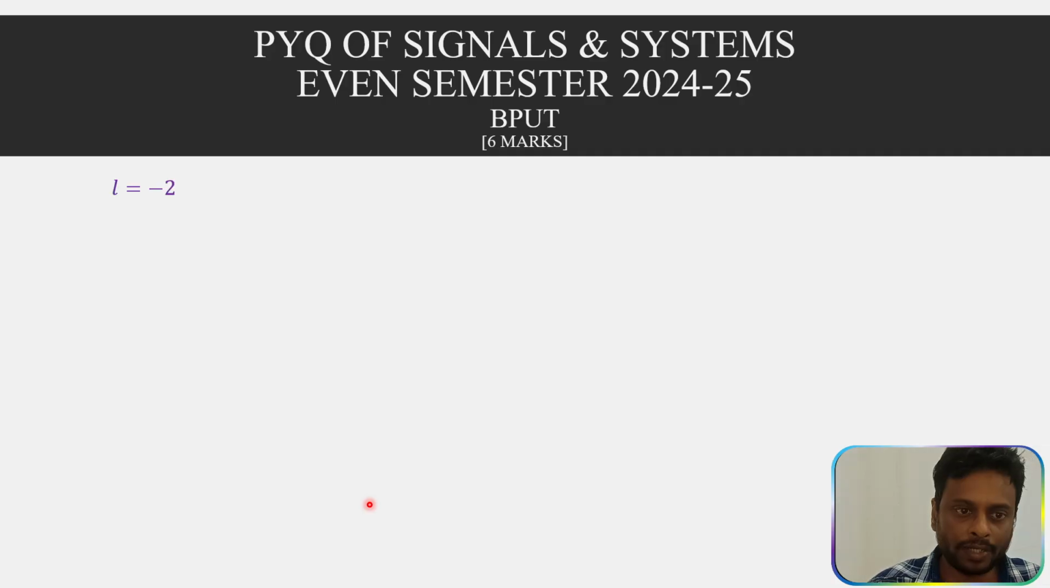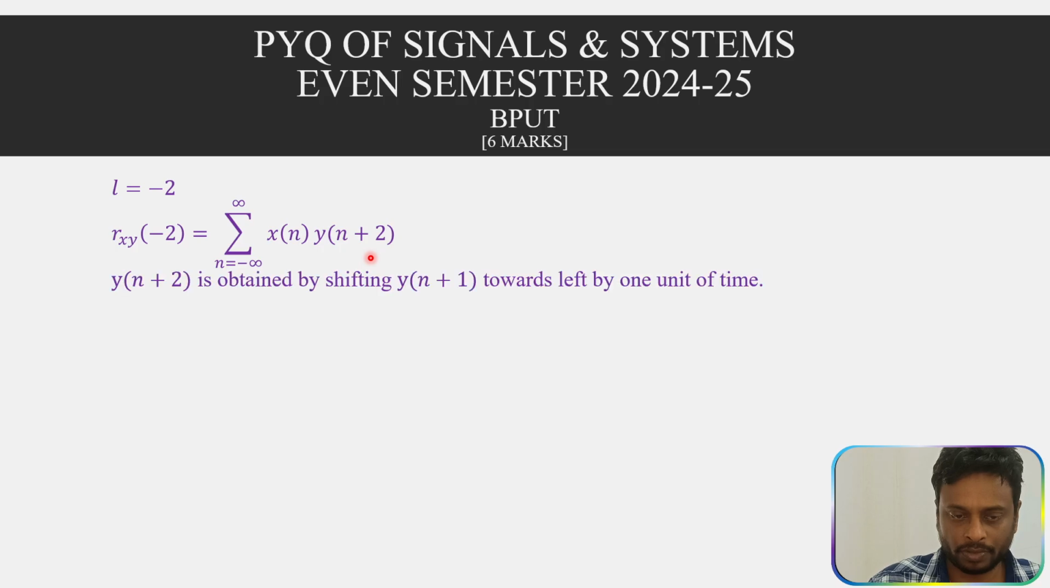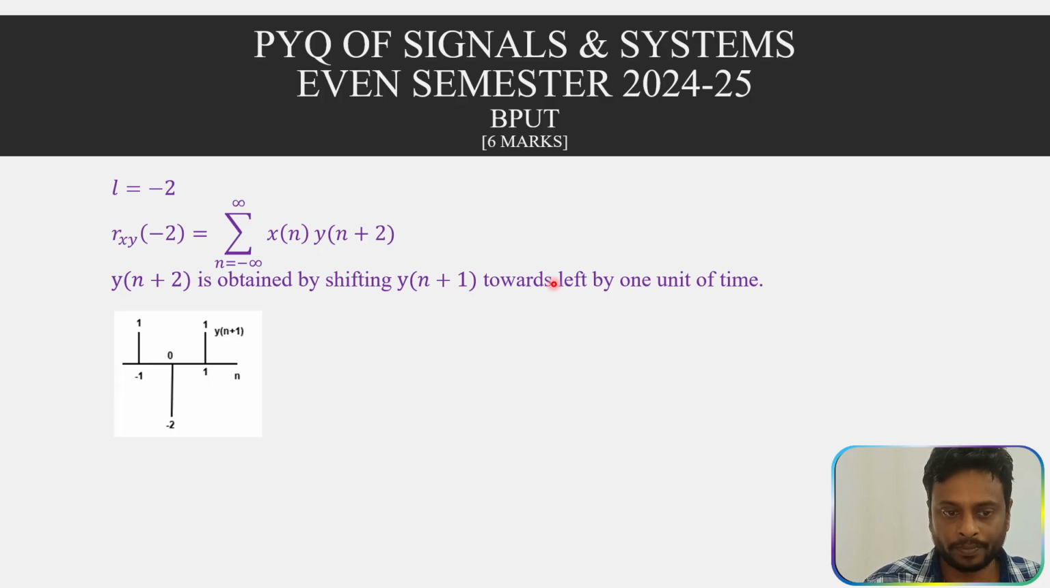The last one is your y at n equal to -2. So this is our y of n plus 2. So y of n plus 2 is obtained by shifting y of n plus 1 towards the left by 1 unit in time. Okay. So this is our y of n plus 1, that will be shifted towards the left by 1 unit of time. So -2, -1 and 0.